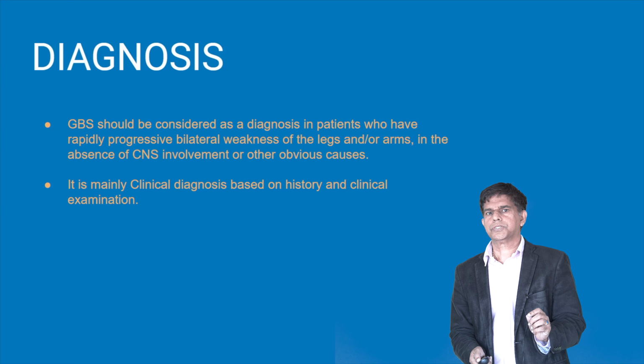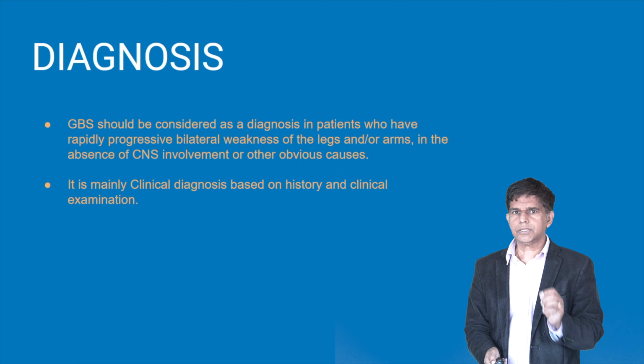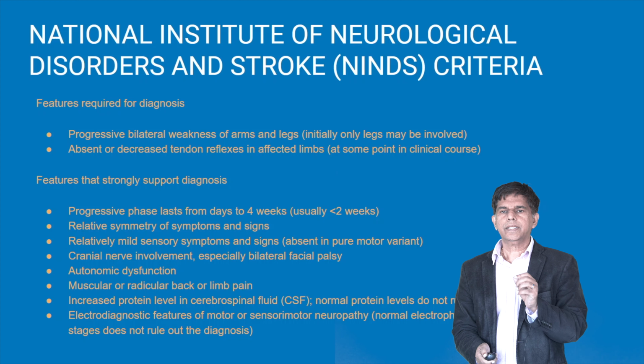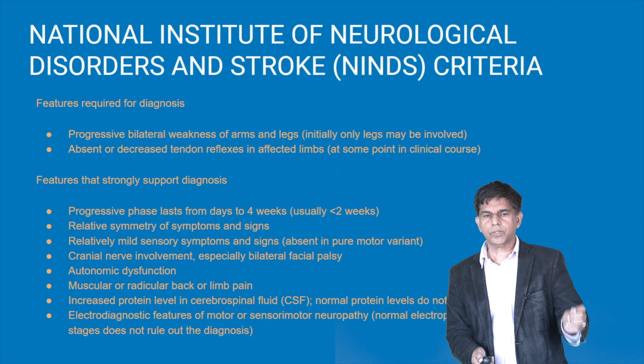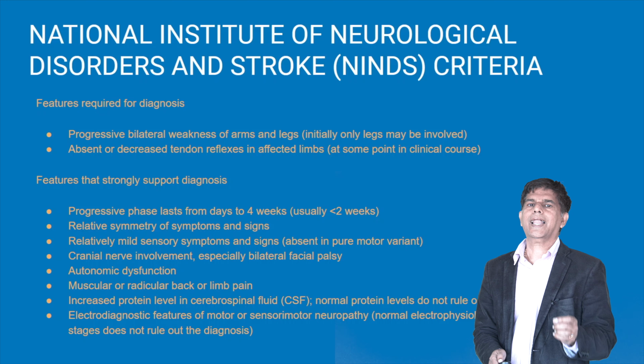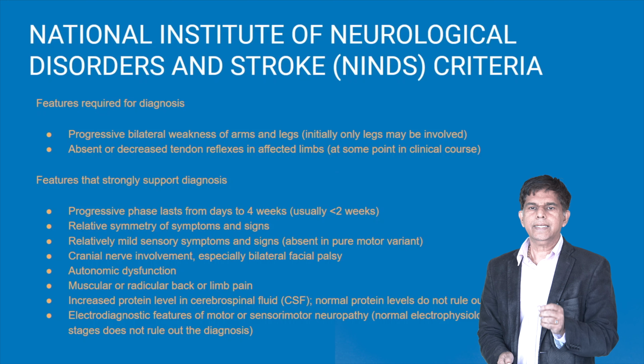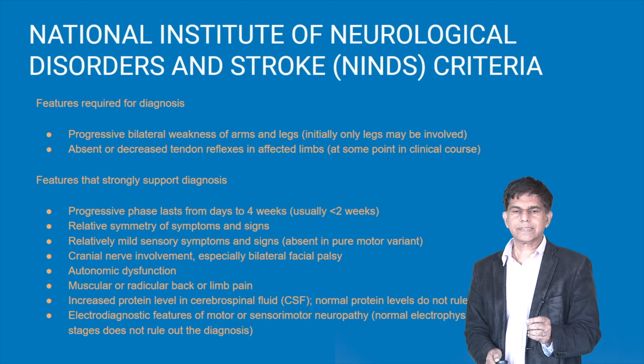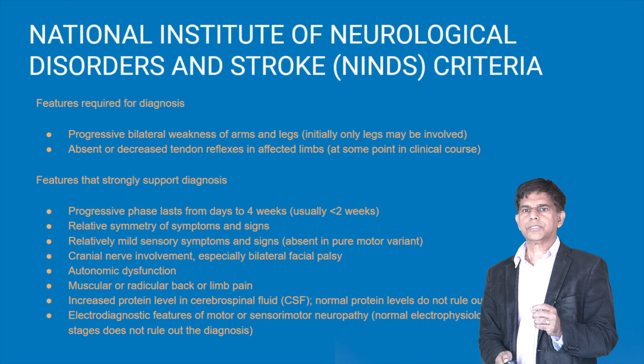You get your diagnosis in this, okay? The National Institute of Neurological Disorders and Stroke, called NINDS, established a criteria. Let's look at the criteria. Progressive bilateral weakness of the arms and legs, initially the legs may be involved, and absent or decreased tendon reflexes in the affected limbs at some point in the clinical course.